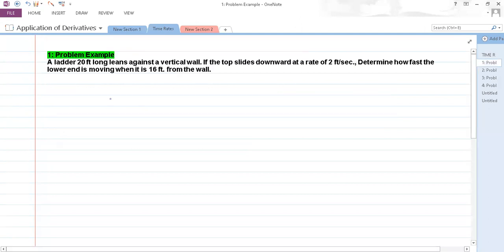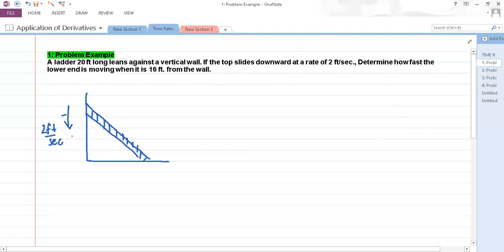Okay, so we have here an example. A ladder 20 feet long leans against a vertical wall. So if we have a vertical wall here, meron daw tayong ladder. We have a ladder here that leans on the vertical wall. If the top slides down at a rate of 2 feet per second, so yung top ng ladder, nag-slide daw siya with this rate, 2 feet per second.